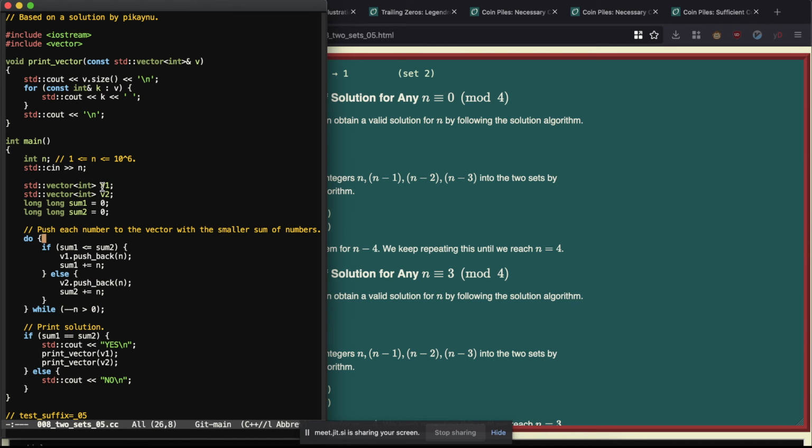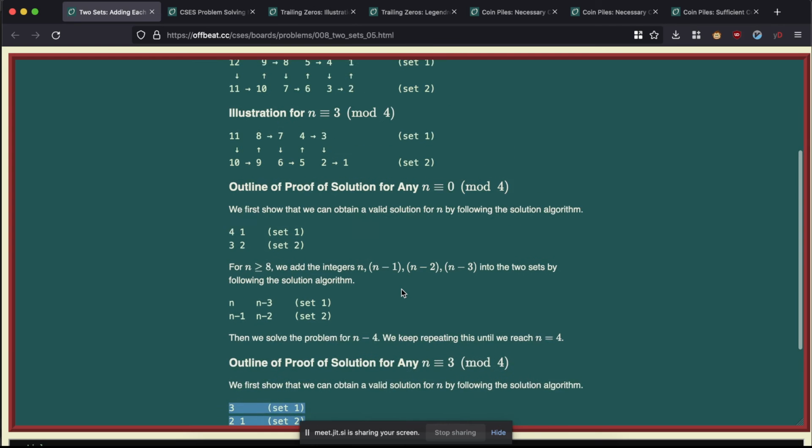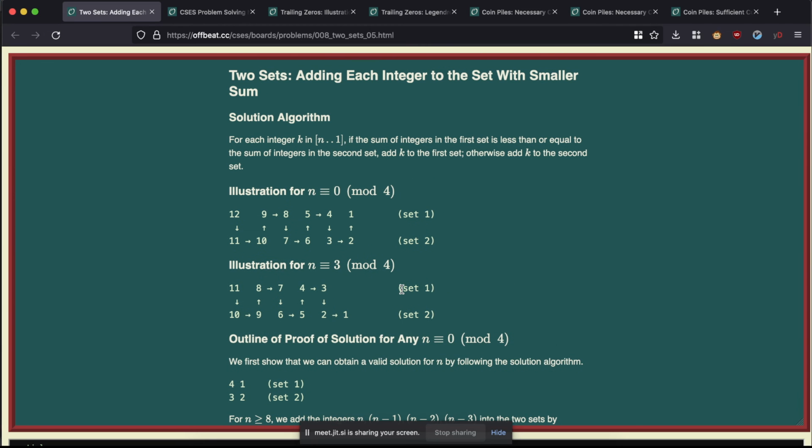But yeah, so here is my first set, here is my second set, v1 and v2, and I'm doing this comparison and just pushing the numbers either into v1 or v2. At the same time, I'm keeping the running sum for both the sets, sum1 and sum2, that is being used in this comparison. In the end, we're just printing out the results from both the sets. Yes, so this is where we'll stop for this solution, two sets. So we have covered, I think, 3 approaches so far of solving this two sets problem.